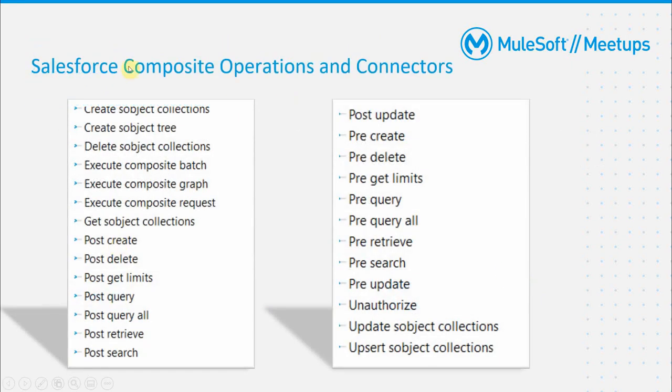Let's go ahead. Currently in Mule 4, we have Salesforce connectors based on each and every operation. Likewise, we have the same in the Salesforce Composite connector as well, which are based on operations. From create sObject collection, sObject tree, to upsert sObject collections, we have more than 20 connectors, or 20 operations you can say, in Salesforce Composite.